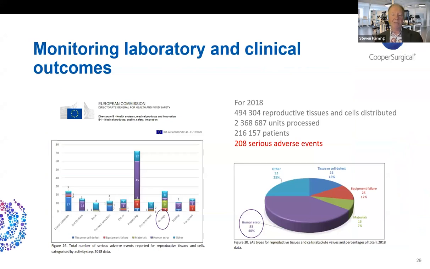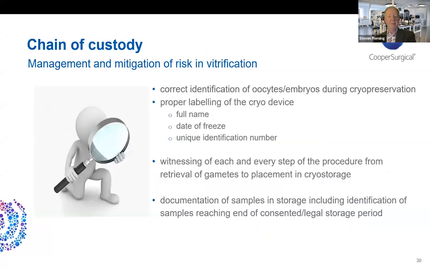Okay, so we need to remember that vitrification is not without risk. And you can see from this data collected by the European Commission that serious adverse events in reproductive medicine occur primarily during processing and testing, followed by storage. And these are mainly due to human error and tissue or cell defects, equipment failure, etc. So these serious adverse events usually occur because there's been an error or break in the chain of custody.